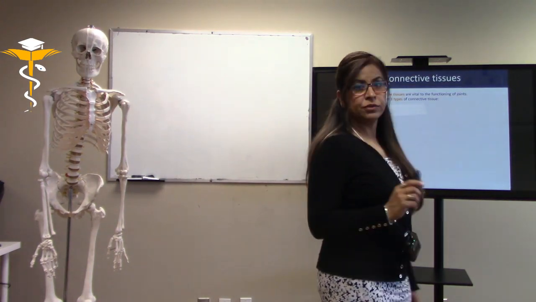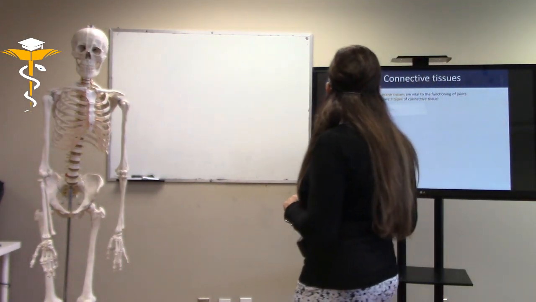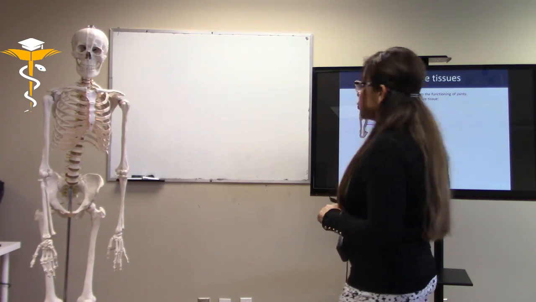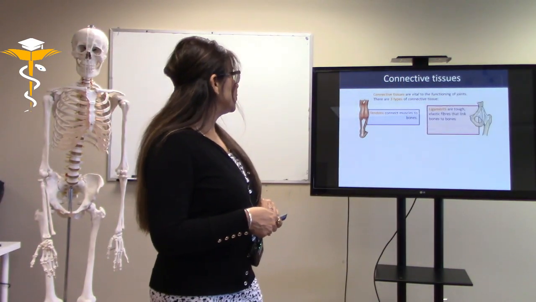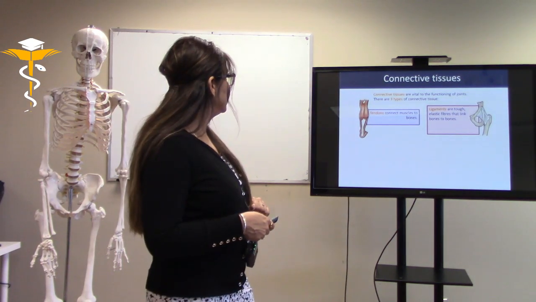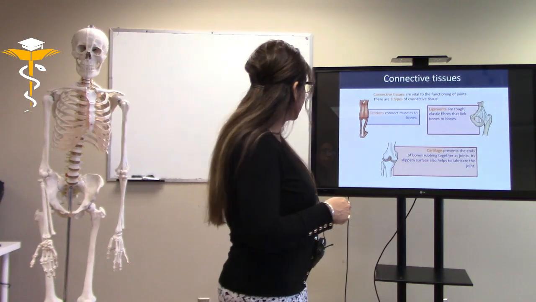And after the structure of the joints, there are 3 types of connective tissues. Important, very important. The connective tissues are tendons, ligaments, and cartilage. These are the 3 connective tissues.